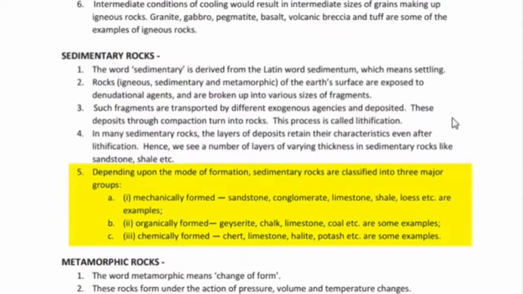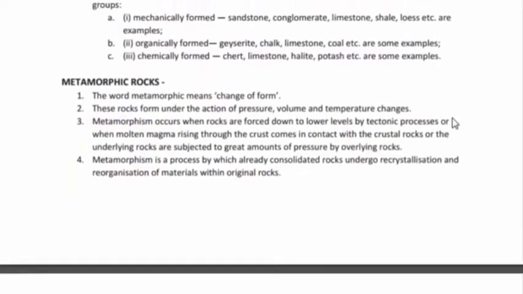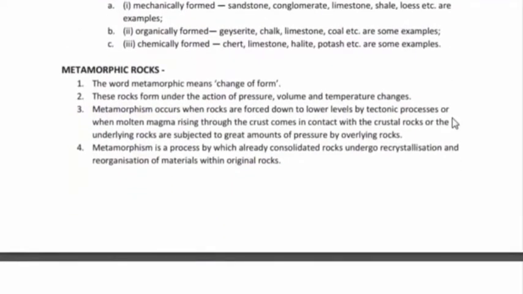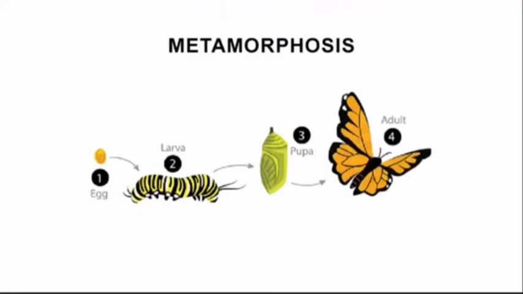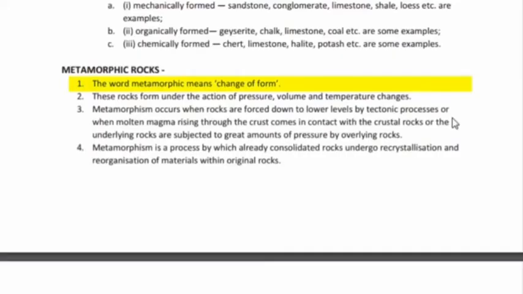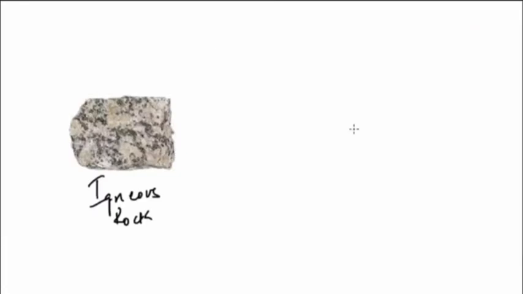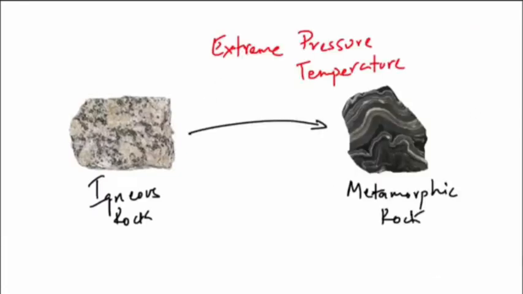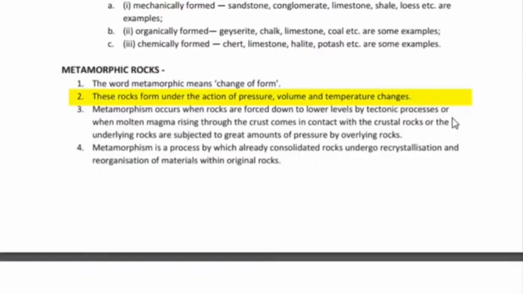So this was all about the sedimentary rocks. Now we go to the last division of rock called metamorphic rock. The word metamorphic means change of form. Just like metamorphosis, where a caterpillar transforms into a butterfly, so the word meta means change in other form. Now these rocks form under the action of pressure, volume and temperature changes. Rocks are so hard, and to change their form, just imagine how much pressure and temperature is required. So it needs an incredible amount of pressure and temperature.